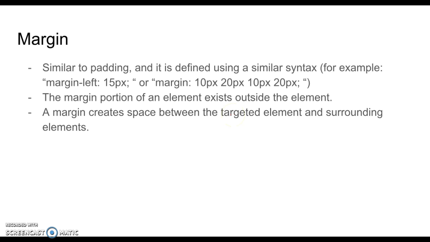Finally, the last part of the box model is the element's margin. Margins are similar to padding and are defined using similar syntax. For example, margin-left 15 pixels, or margin with the clockwise values: 10 pixels, 20 pixels, 10 pixels, and 20 pixels. However, unlike padding, the margin portion of the element exists outside the element. A margin creates space between the target element and surrounding elements.